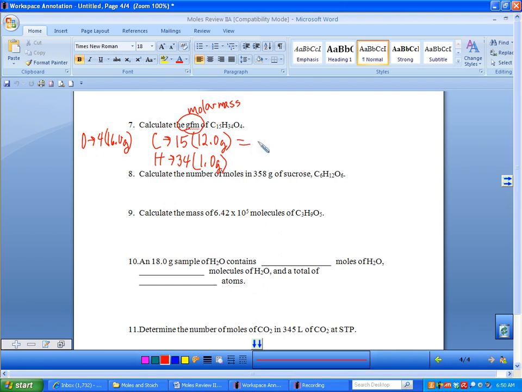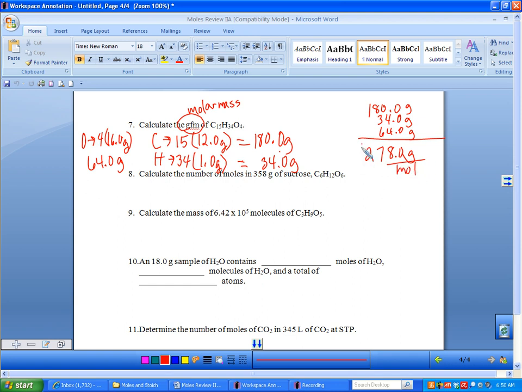So 12 times 15, if I do this in my head, that's 180, I believe. Oops, and I need to keep that decimal place, my bad. 34 times 1.0 is 34.0. And then 4 times 16 is 64.0. So now I need to add 180 plus 34 plus 64. And those are all in grams. So that's 8 there. And 8 and 3 is 11. 11 and 6 is 17. So I got 278 grams per mole for my gram formula mass, or my molar mass.